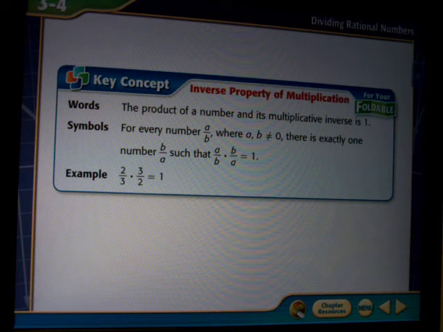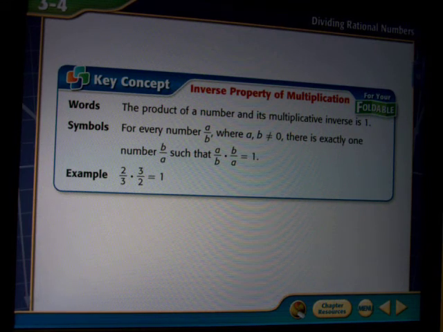It's what I said before: the product of a number and its multiplicative inverse is 1. If you want to use it in terms of symbols, for every number a divided by b, as long as a and b do not equal 0, there is exactly one number, b over a, so that when you multiply them together, they equal 1. And the example they use with numbers is exactly what I said before, which is 2/3 times 3/2 equals 1.